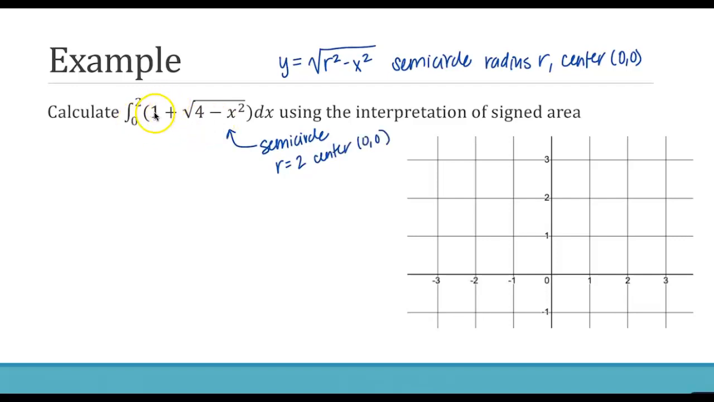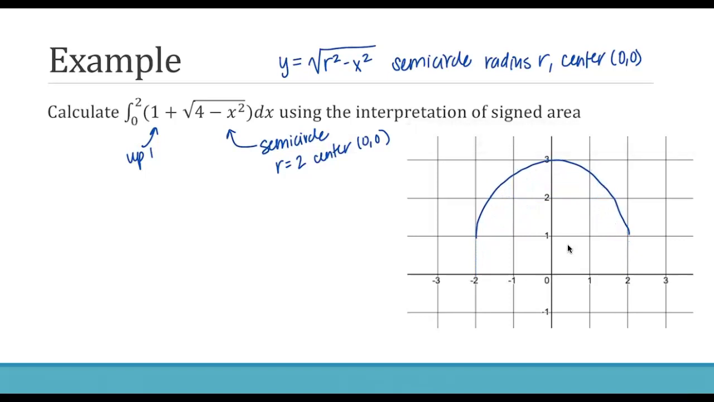Now there's this 1 plus on the outside, so what that does is it's going to shift my semicircle up 1 unit. So I would normally have just the semicircle. I'm going to do my best to sketch a semicircle freehand of radius 2 centered at 0, 0. So this would be just the square root of 4 minus x squared, but then we're going to take that and we're going to shift it up 1 whole unit.